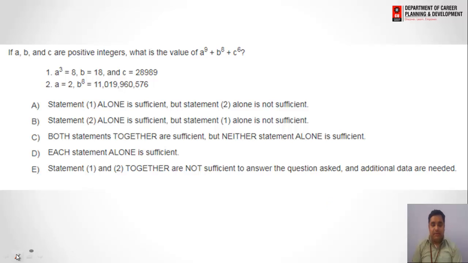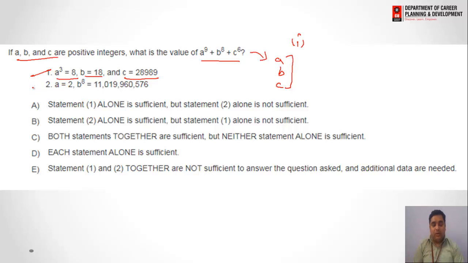On this slide we have an example for data sufficiency. If a, b, c are positive integers, then what will be the value of a power 9, b power 8 plus c power 6? To solve this we need the values of a, b and c. The first statement gives a cube equals 8, b equals 18 and c equals 28,989. All the values are given as per statement 1, so this statement is sufficient to answer the question.